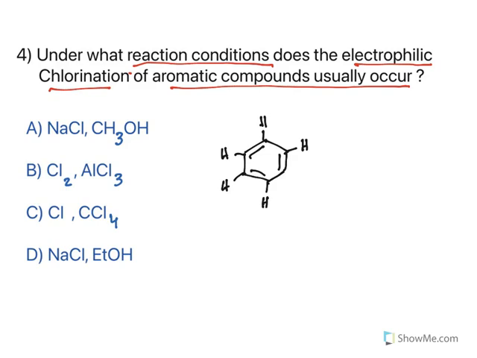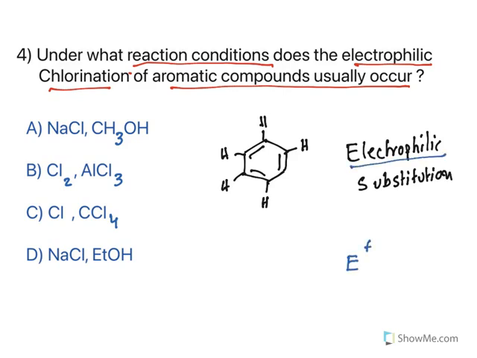Now, usually in aromatic compounds, the characteristic reaction is electrophilic substitution. Let us understand each part. Electrophile means that which is moving towards electrons. An electrophile will have a positive charge. It will be going towards a negative center. Hence, this one is known as an electrophile.